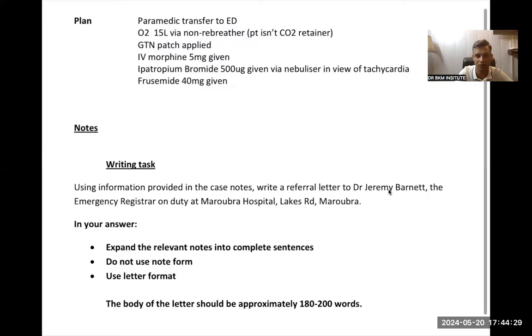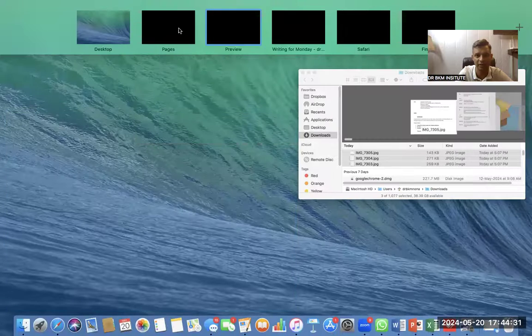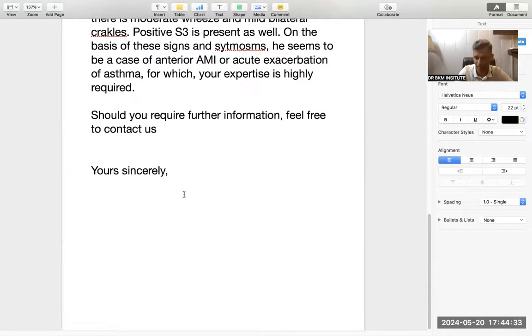So I will say Dr. So I will say yours sincerely. Okay, so yours sincerely, charge nurse, or you can say registered nurse. It doesn't make a difference. If your name is given, that's good as well.